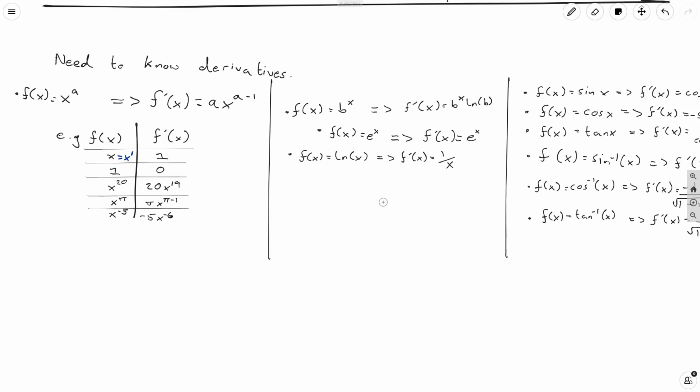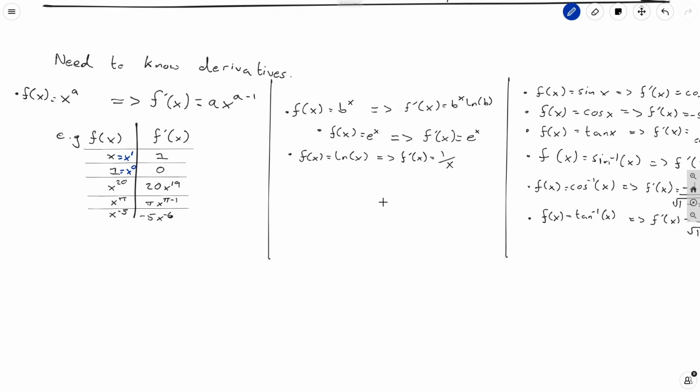Similarly, consider the constant function f of x equals 1. This is equal to x to the 0. So again, when we apply this formula up here to it, a is equal to 0, so it's equal to 0 times x to the minus 1. But of course, 0 times anything is equal to 0, so this thing is just 0.